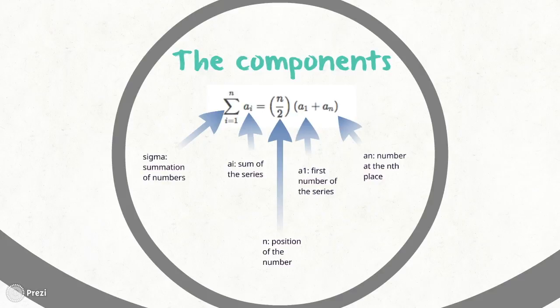So a1 means the first number of the series, which, if we are using this formula right here, is always going to be 1. And an means the number at the nth place, which, as we can see, n is going to be the last number of the series, so an is the last number of the series.